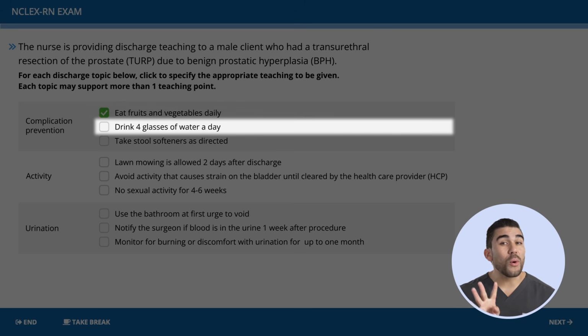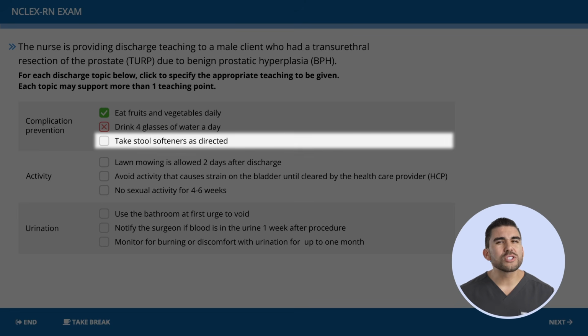What about drinking 4 glasses of water per day? No, that's far too low. We need to up those numbers, kid. So 8 glasses or more of water per day. How about stool softeners as directed? Yes, this helps to prevent straining after surgery.